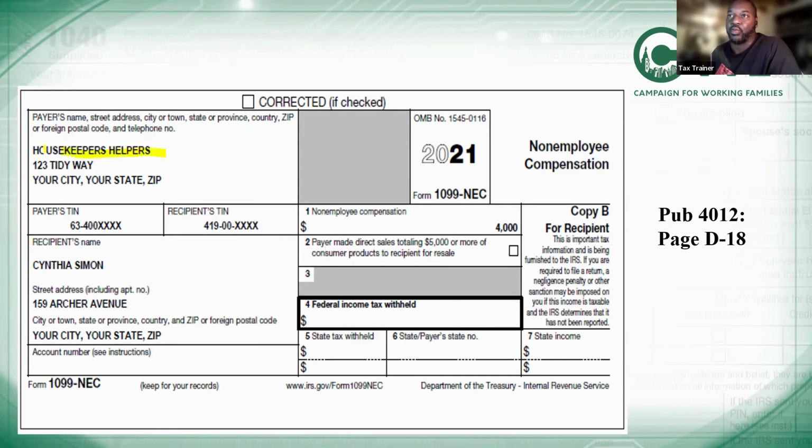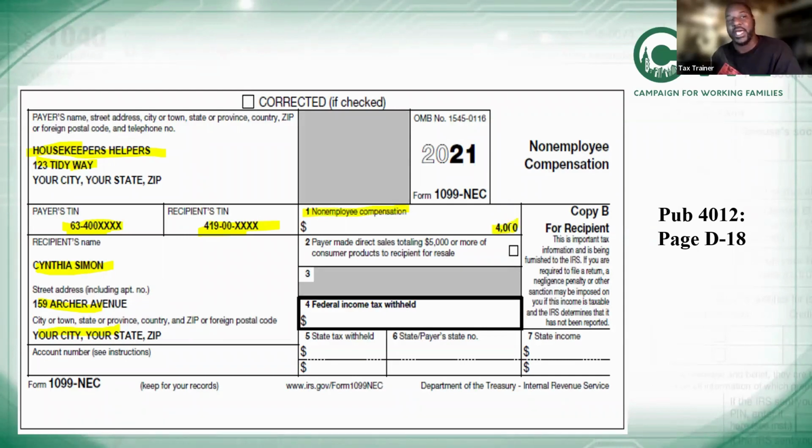Here you have who paid you, the payer EIN number. This would be your either Social Security number or EIN number if you have a business with an EIN, and this is the name. This is you. You got paid from the person. And up here is the non-employee compensation. This is how much money they paid you.